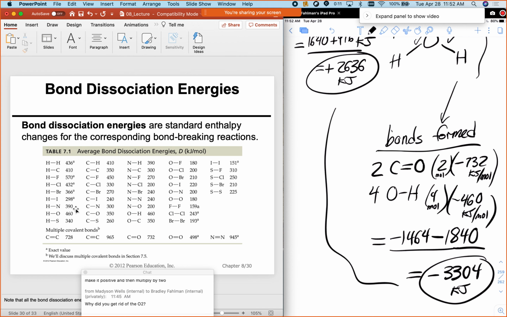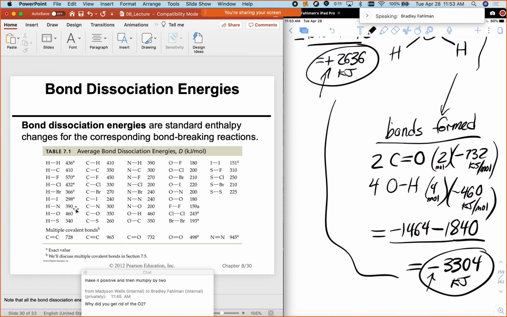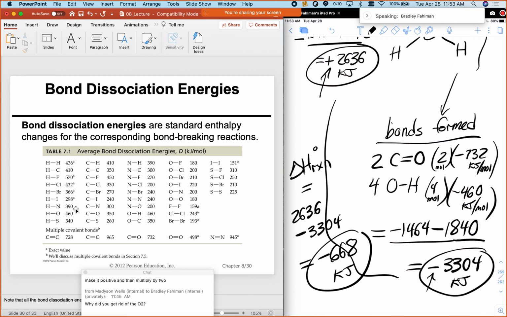So that's how much is released when you form bonds. This is how much it took to break them apart. So you just add those up. Therefore overall ΔH is equal to 2636 minus 3304, which is minus 668 kilojoules. Overall. So that's your overall reaction.